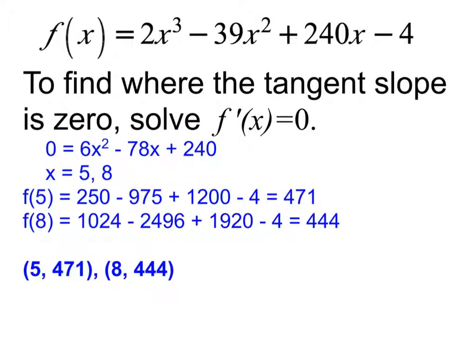And so when we do plug in those values of 5 and 8, we go and find the corresponding y values. Yeah, they're up in the 400s, but such is the way with these. And so we end up finding our 2 points, 5, 471, and 8, 444. Those 2 points were what we were looking for, because remember, the question asked us to find the points at which the slope of the tangent line would be 0. Or in other words, where the slope of the tangent line is horizontal.